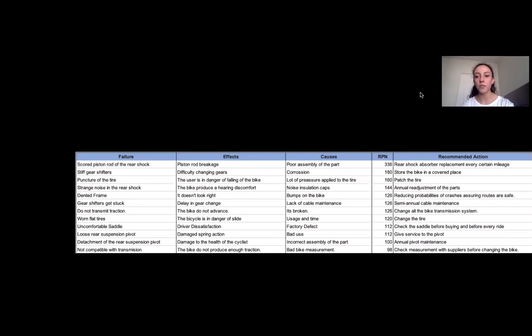For these 3 failures, obviously we have different effects and different causes, but we are going to focus on the recommended actions. The first one is rear shock absorber replacement every certain mileage. The second one is to store the bike in a correct place. And the third one is to patch the tire. With these actions, we could prevent the failures and we could have a better process and a better bicycle on which we can ride.